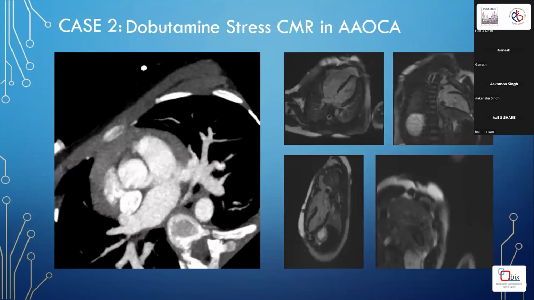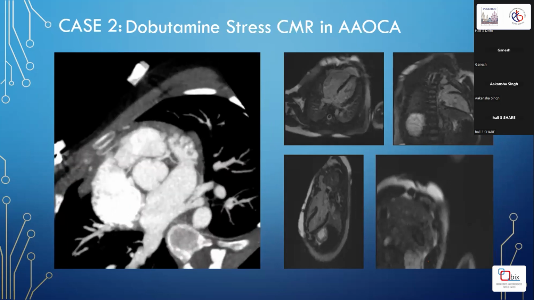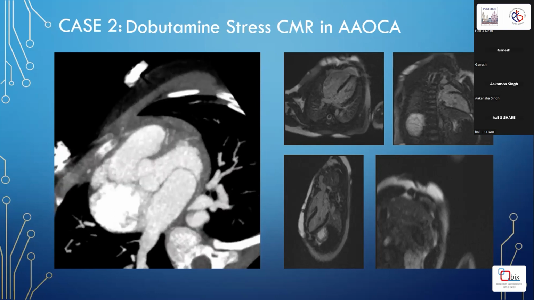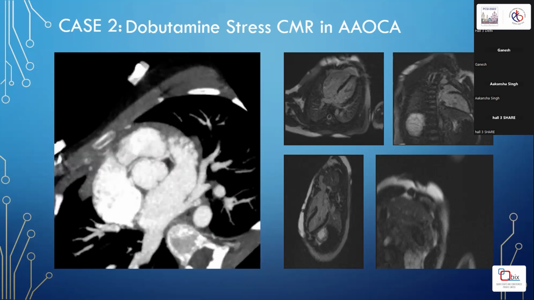The second case is a rare case, anomalous aortic origin of the coronary artery. This was actually a patient who was evaluated for just an innocent murmur in infancy, and the echo was suspicious of anomalous coronary origin.